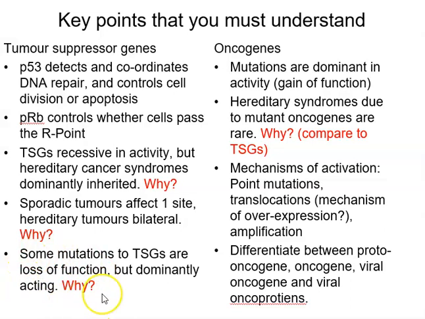Have a little think about the dominantly acting mutations. Make sure you're fully aware of dominant negative activity, and why oncogenes tend not to cause hereditary cancer syndromes. Okay, I think that's probably enough for this lecture.